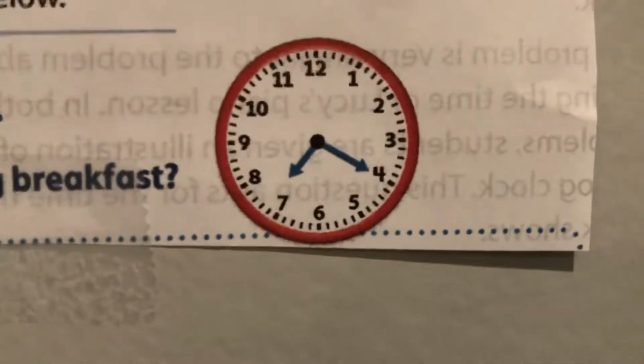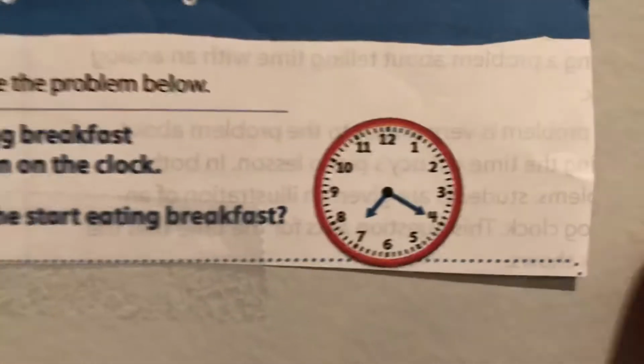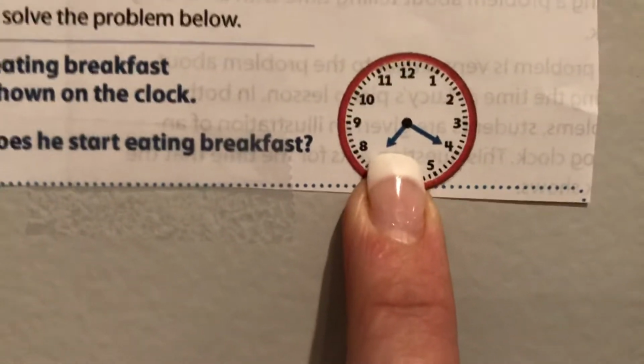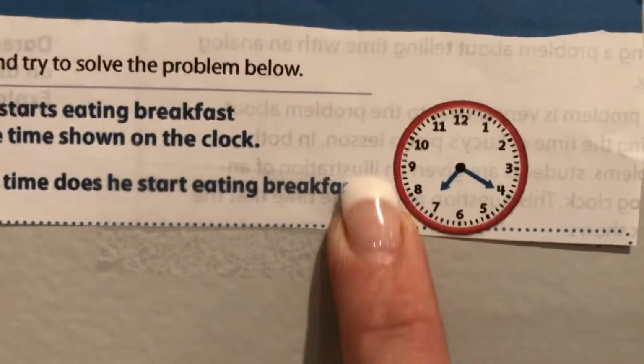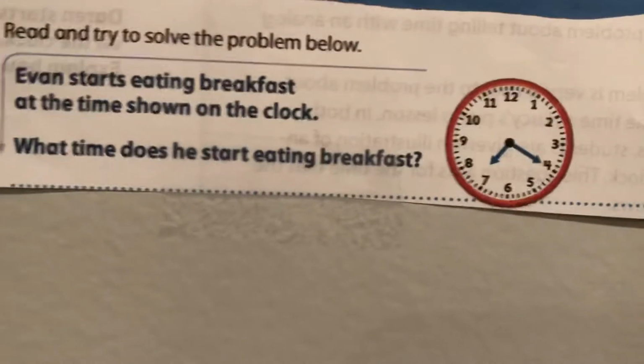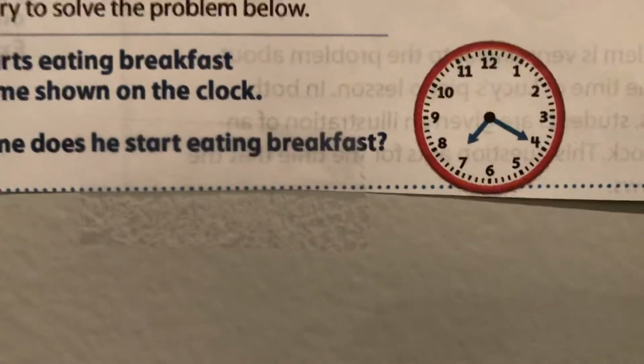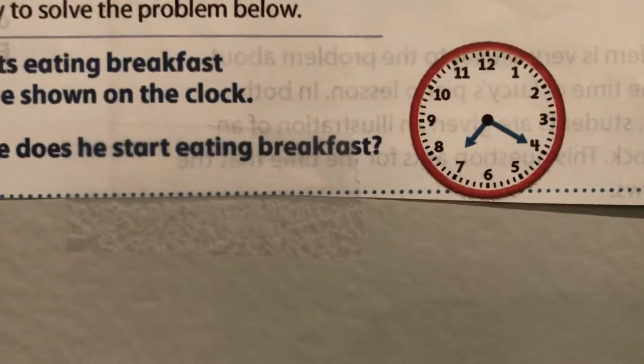Okay, so take a good look at that clock. Now, remember, you are going to look at the shorthand first. That is your hour hand. It is in between the 7 and the 8. And remember, boys and girls, whenever it's in between two numbers, you always pick the smaller number.